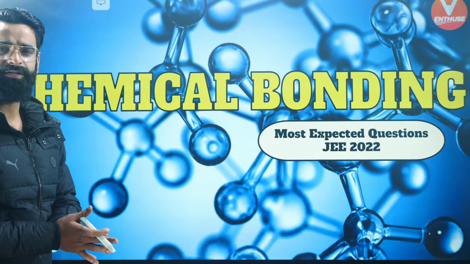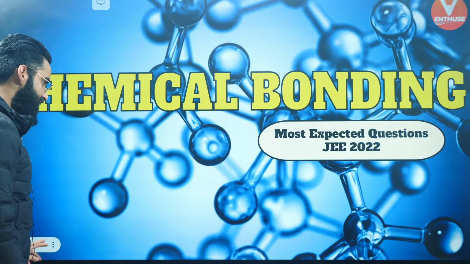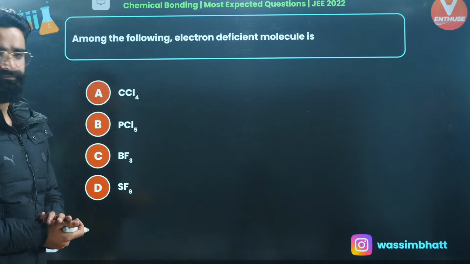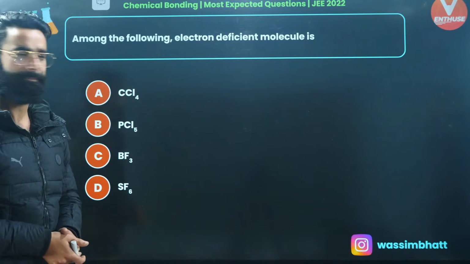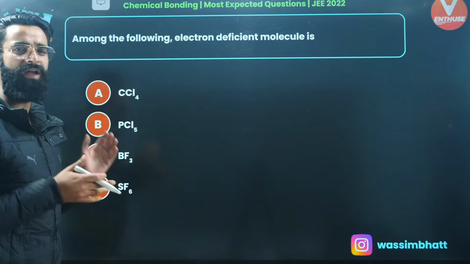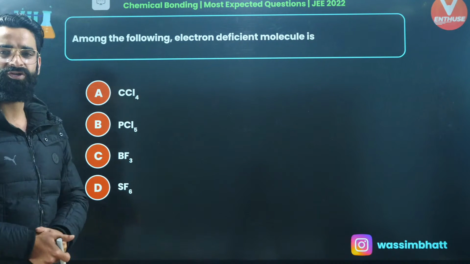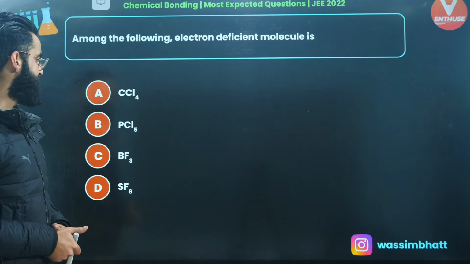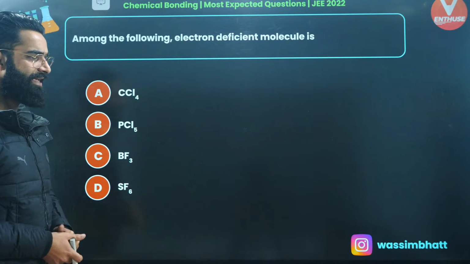Let's get started with the first question, which is going to be on your screen in 3, 2, 1 and now. This is the first question. I'm sure every one of you can solve it. We are given the following set of molecules and we need to select the one which is electron deficient. Is it CCl4, PCl5, BF3 or SF6?